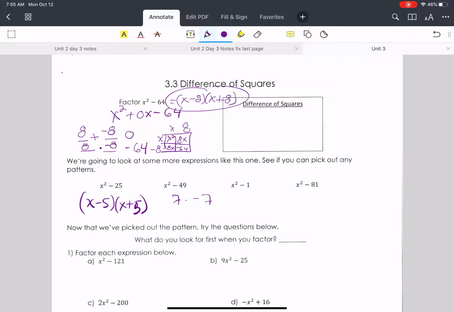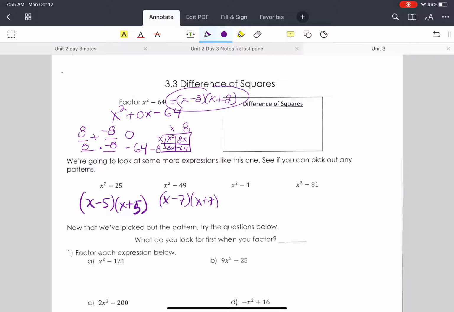I need the x's. Okay. Hudson, can you read to me what you think it would be? X minus 7 times x plus 7. You got it. Now I can go through and do the box if I want, right? But today's about shortcuts, okay?